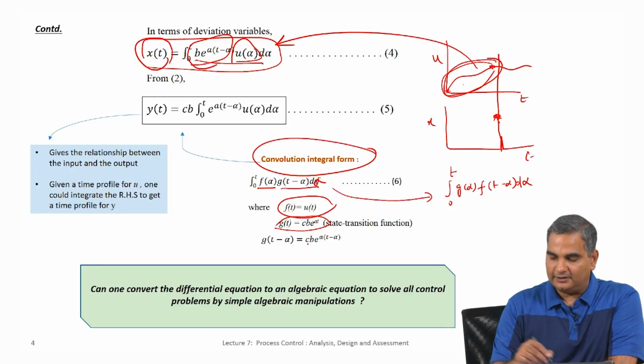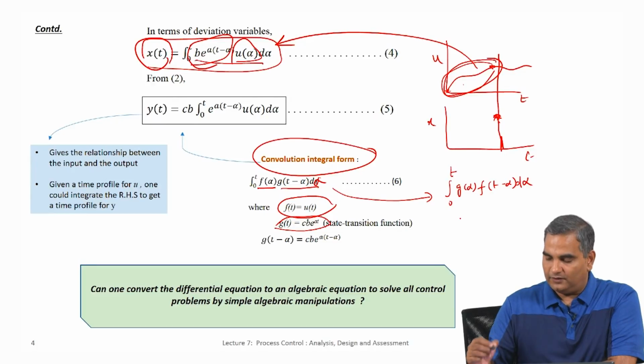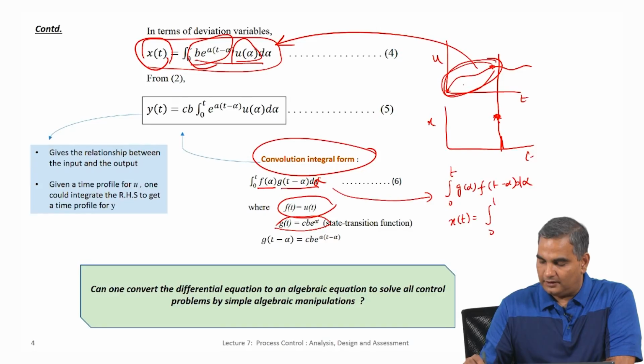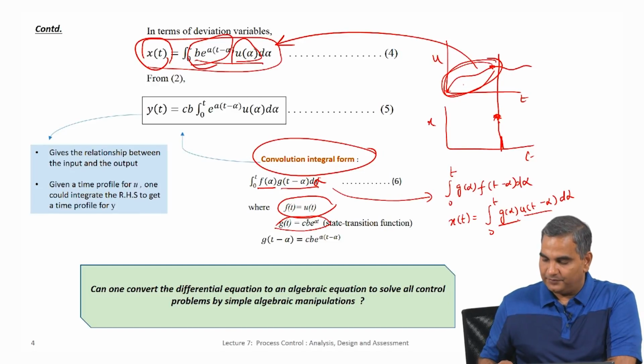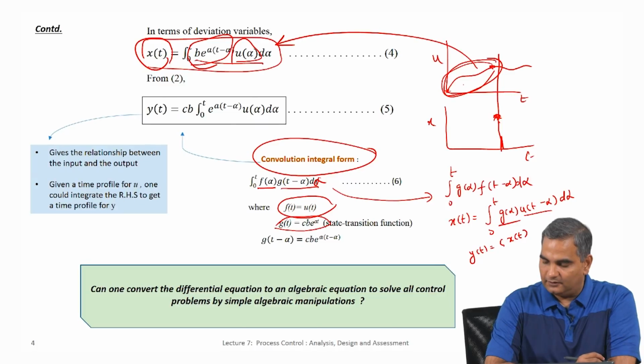But for now, I just want you to remember that what we are basically saying is x of t is going to be equal to the integral from 0 to t of some convolution function, g of alpha times u of t minus alpha, d alpha. So it is a convolution between u and some other function, and this is called the impulse response function, and you can get x of t as this convolution integral. And once you get this, y of t is basically C times x of t, which is easy to calculate.